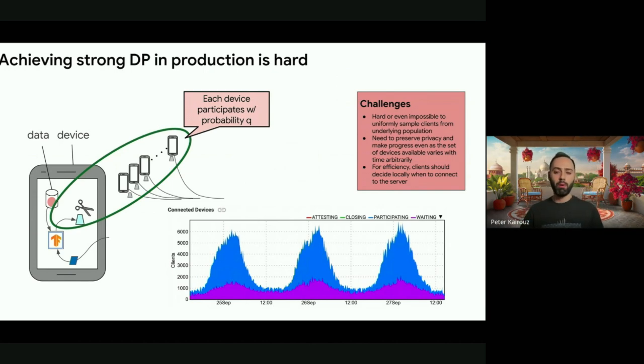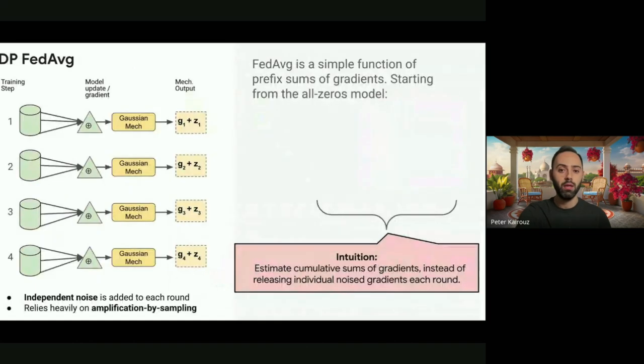I'm summarizing them in the box on the right-hand side. But the main one is that it's really difficult to be able to sample uniformly at random these clients. And that uniform sampling is important because it boosts the privacy guarantees that we can provide. It gives additional randomness that essentially allows us to prove better epsilons. So we wanted to address this problem, and we had to rethink everything from first principles.